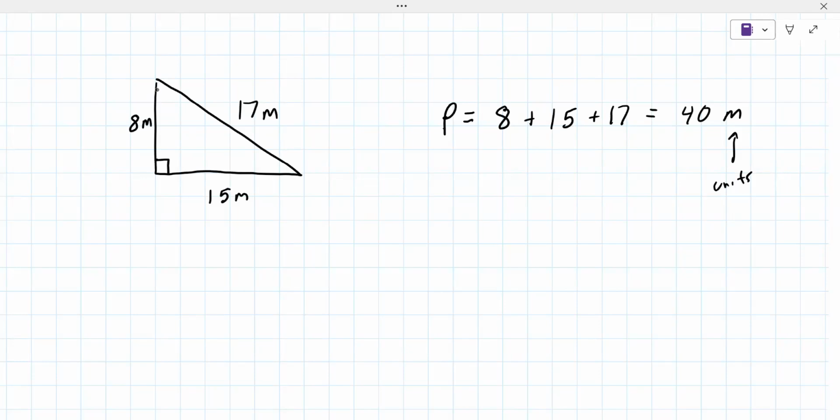Is there anything different you have to do about that? No, I'm just saying put the units in. Okay.